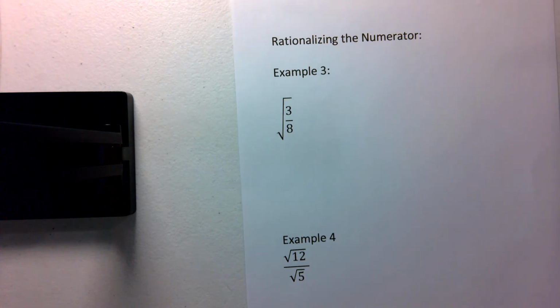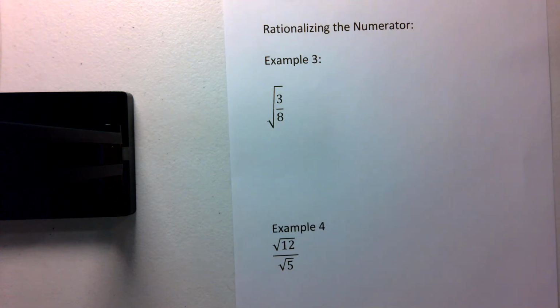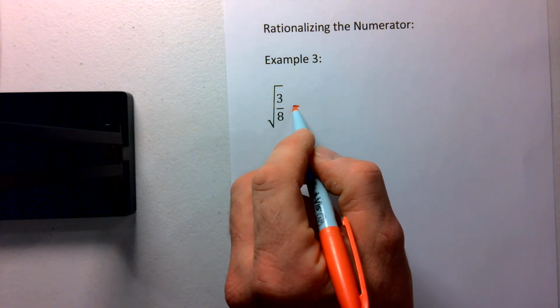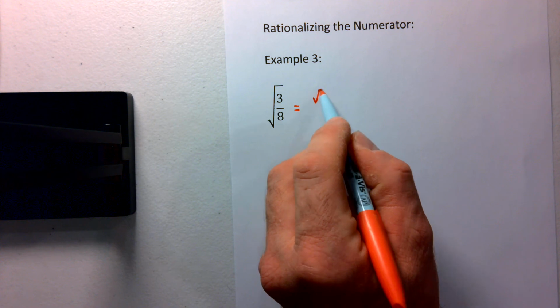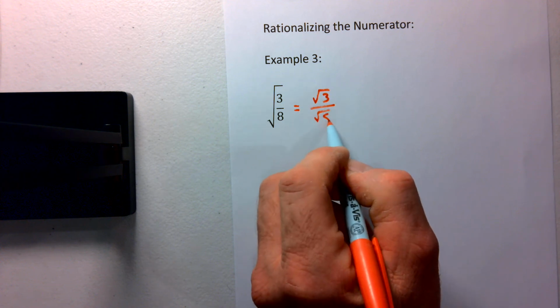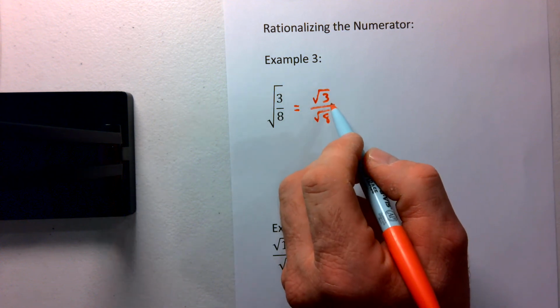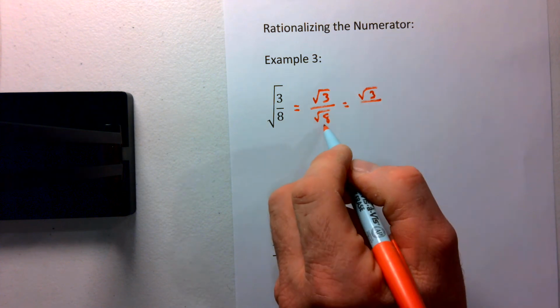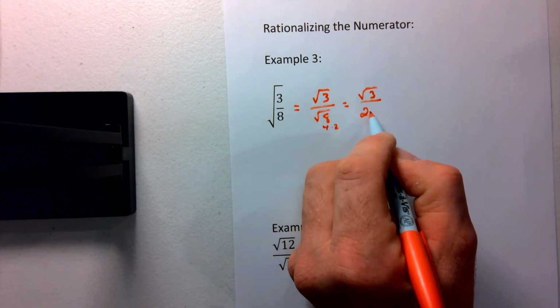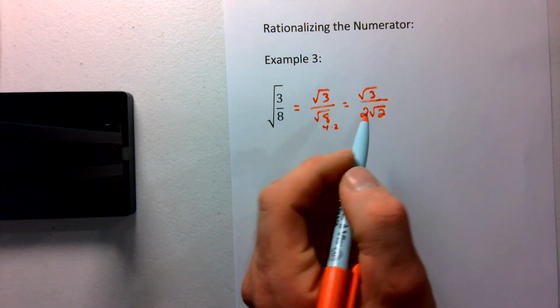Finally, I want to go ahead and talk about rationalizing our numerator. Again, we've rationalized our denominator. We can also rationalize our numerator. So the first thing I want to do is go ahead and break this radical 3/8 into radical 3 over radical 8. We can simplify the square root of 8. Remember, 8 is 4 times 2, so that gives us 2 radical 2.